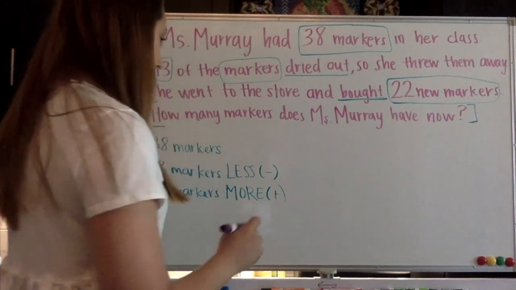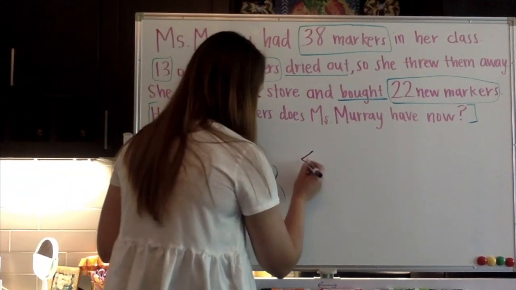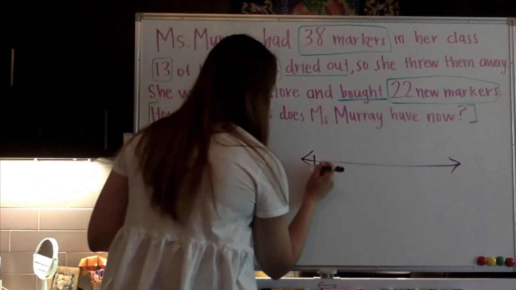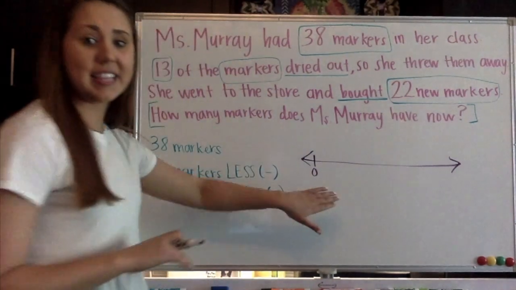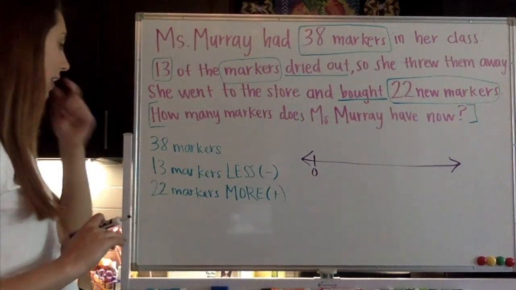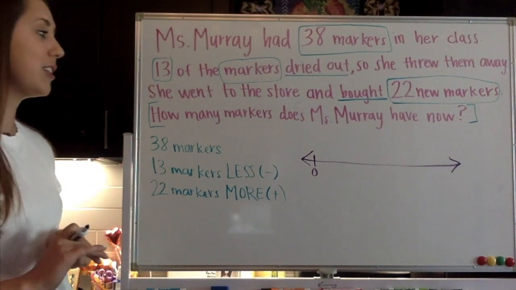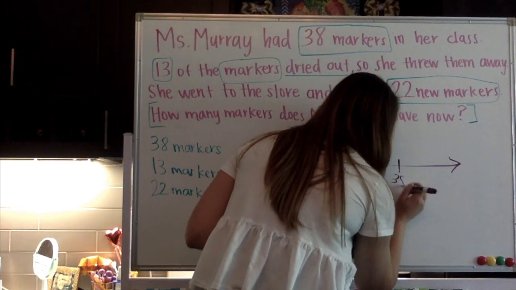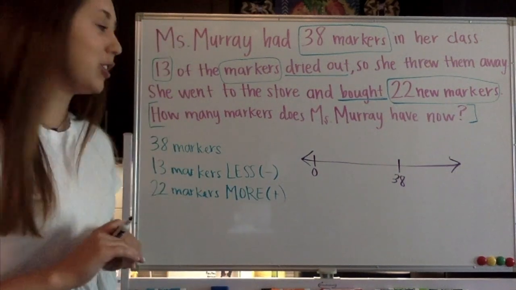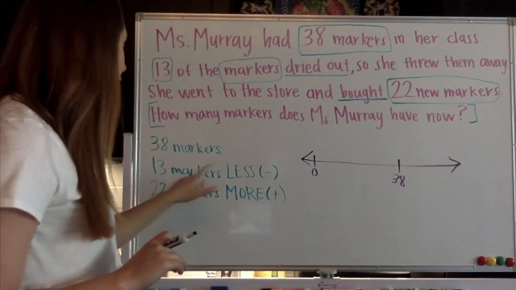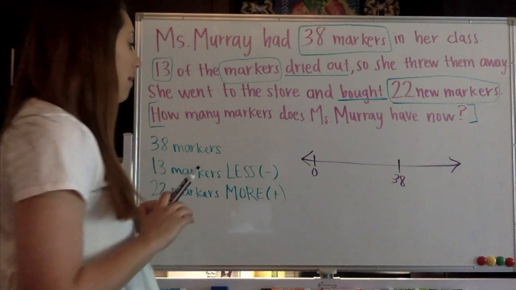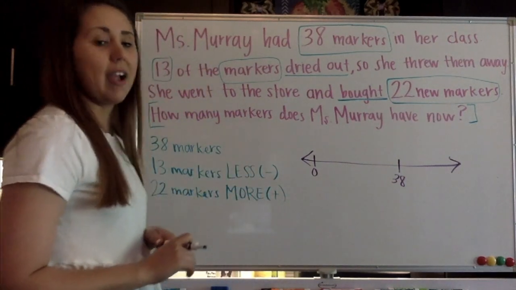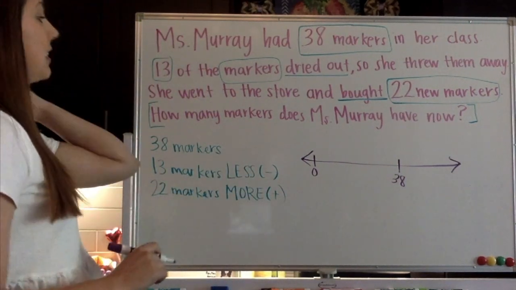So the very first step I'll need to do is to draw my number line. So there is my number line, and I'm going to put 0 over here just so I can remember that this is the smaller side. So I start with 38 markers, so I'm just going to go ahead and pick a spot to label as 38. That is my 38 markers. Now I know that I got 13 markers less. I threw them away. So the number of markers I have is getting smaller. It's getting closer to 0. So on my number line, I am going to jump back 13 spaces.